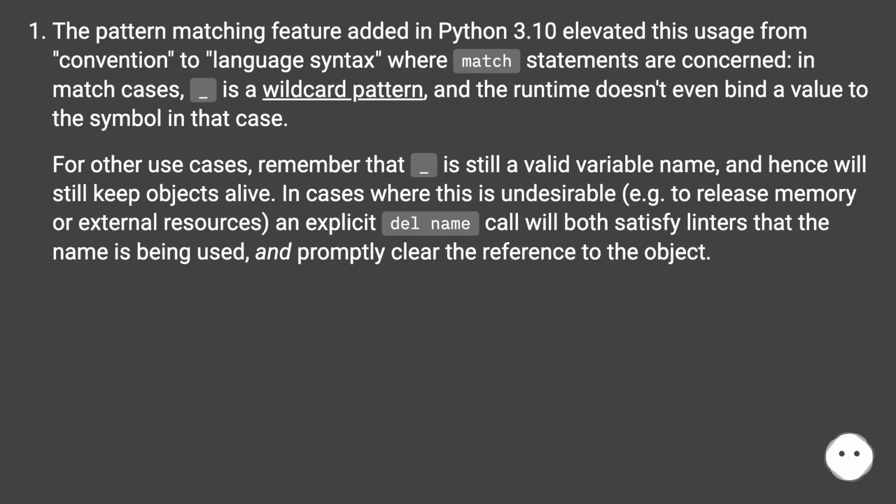For other use cases, remember that underscore is still a valid variable name, and hence will still keep objects alive. In cases where this is undesirable, e.g. to release memory or external resources, an explicit del name call will both satisfy linters that the name is being used and promptly clear the reference to the object.